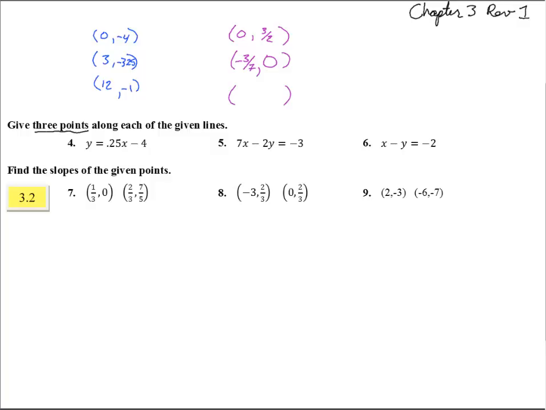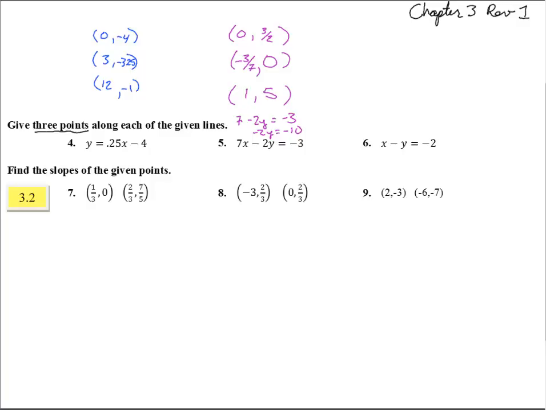If I had 7 minus, I don't know, 10, I'd get a -3. So I'm going to do that. I'm going to stick a 1 there and then solve this guy. It becomes 7 minus 2y equals -3. Subtract 7 from both sides to get -2y equals -10. Y equals 5. And there are 3 points.